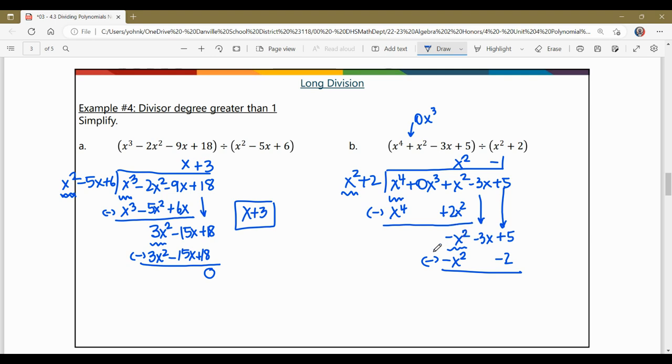So negative x squared minus a minus x squared is 0. The negative 3x comes down. And we have 5 minus a negative 2, which is 7. So this time we have x squared minus 1 plus, and then negative 3x plus 7 on the top, and x squared plus 2 on the bottom.